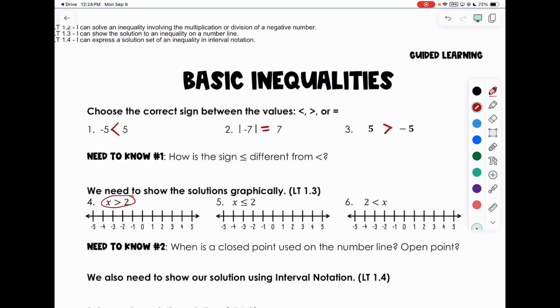Pepe. 3, 7, 8, 9. So is it to the right side of 2 or left side of 2? It's the right side. When we have greater than, that means that it's a boundary that is not included. So when it's not included, we use an open circle. And we say everything to the right of that counts as my solution set.